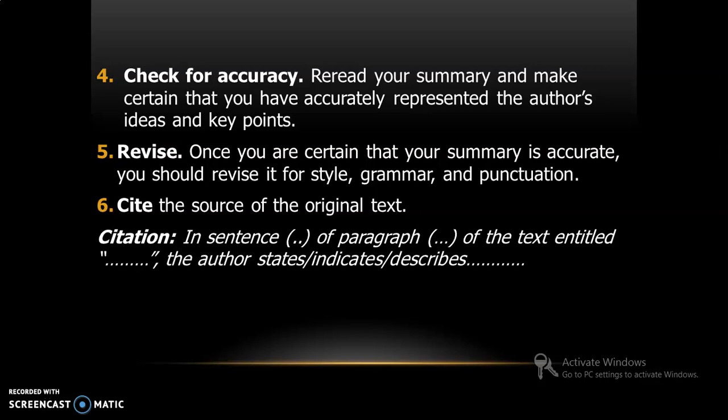After checking, I have to start with a citation. I write the citation. Usually it's not a sentence, so here I skip the sentence. I start in paragraph, I mention the number of the paragraph of the text entitled, I mention the title, and the name of the author if I have it, states, and then I write my summarized version. Most of the time it's one sentence, especially if I have a paragraph.